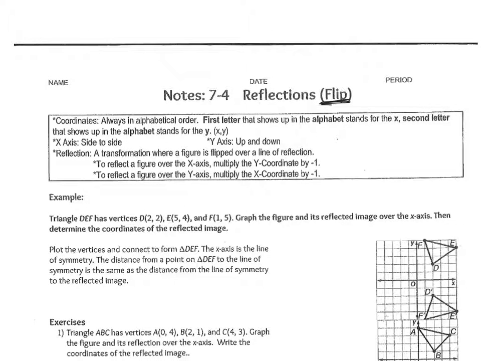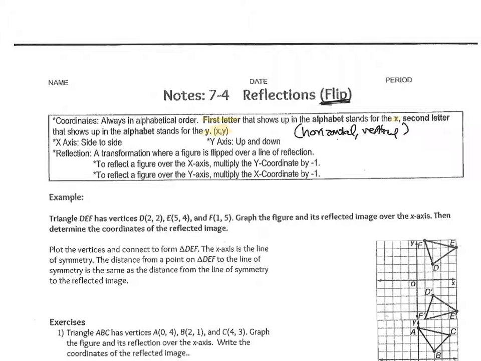So remember coordinates are always in alphabetical order. So the first letter that shows up in the alphabet stands for X. Second letter that shows up in the alphabet stands for the Y. So remember X and Y, and it's always horizontal, vertical. Okay, so x-axis side to side, y-axis up and down.